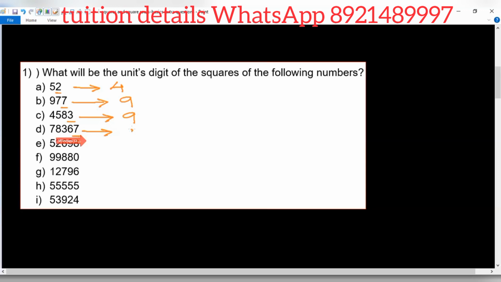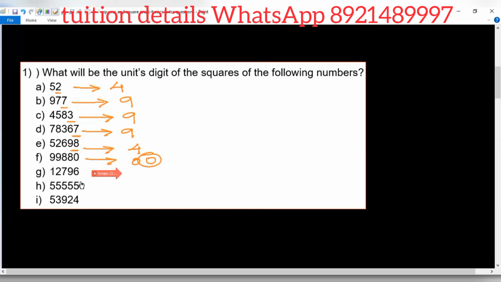So the last digit, the unit digit, of the square number is also 9. Next, 8. 8 into 8, 64. The last digit is 4. Here 0, so it should end with 2 zeros, or we can say simply it ends with 0.